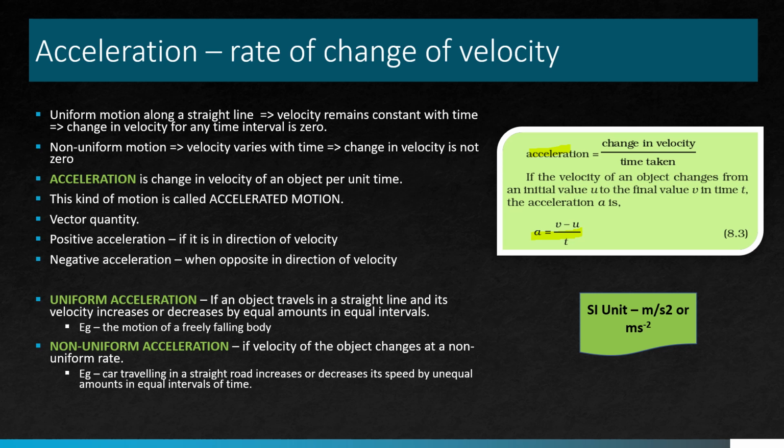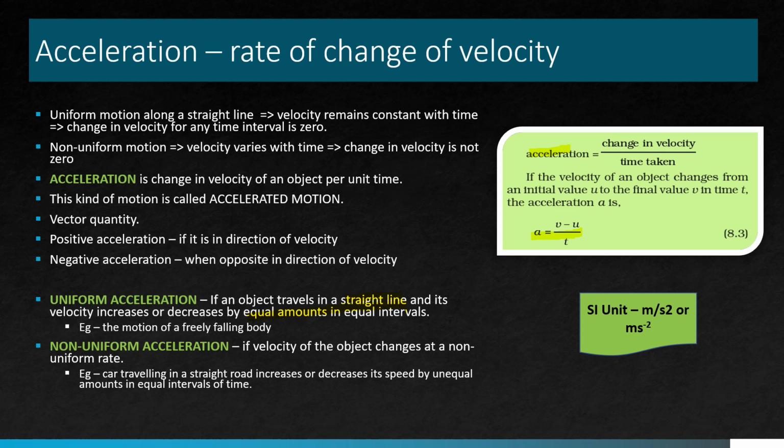Now, there are two types of acceleration: uniform acceleration and non-uniform acceleration, based on the type of motion that we are discussing. So for a uniform acceleration, if the object travels in a straight line and its velocity increases or decreases by equal amounts in equal interval of time, then the object is said to be uniformly accelerated. This is quite an ideal scenario. This is possible when a body is freely falling.